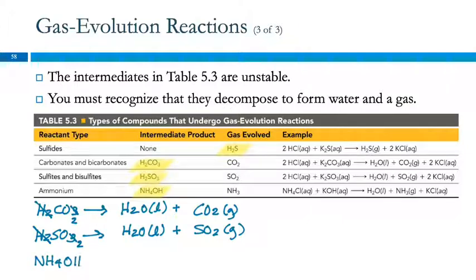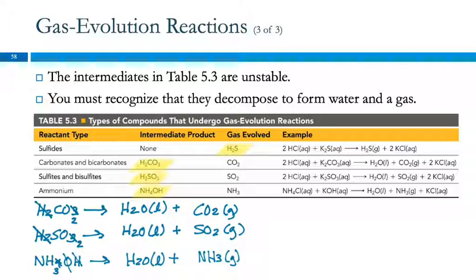Ammonium hydroxide. Very different looking formula, but it does the same thing. It falls apart into water and something else. So again, I can look at the formula for ammonium hydroxide and say, well, I need to remove 2 hydrogens and an oxygen. So there's my oxygen. I'll knock this hydrogen off, and then I'll get rid of one of those, so instead of 4, I have 3. And what's left is ammonia, which is a gas at room temperature.